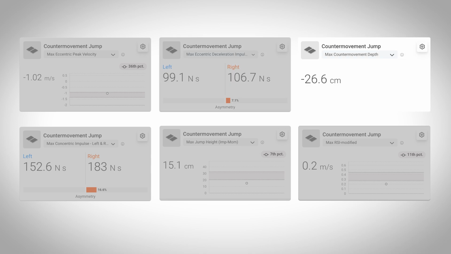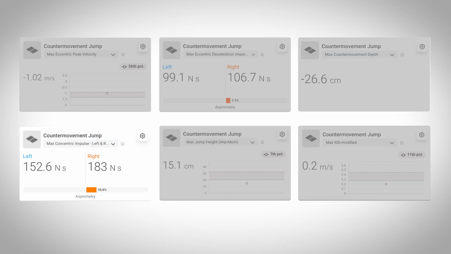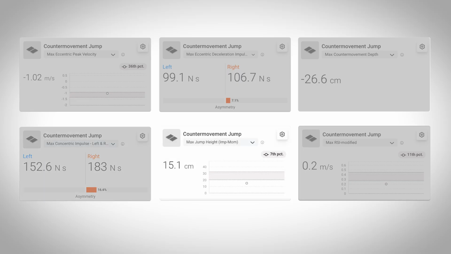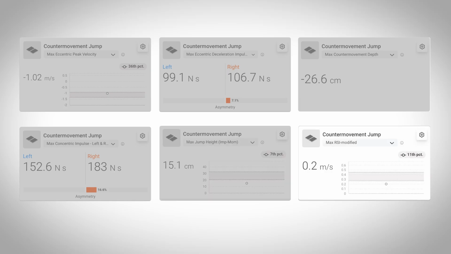In other words, how far down does the patient's center of mass move when they go to perform the counter movement? And then we look at the concentric phase. So I look at the concentric impulse and I compare the amount of force applied through both limbs. Then I look at jump height to see how far the patient moves vertically in the air during the flight phase. And lastly, I look at the RSI modified, which is a measure of efficiency, which is calculated by the overall jump height divided by the contraction time. Some people refer to this as the input relative to the output. So the amount of time that it takes from the initiation of movement till takeoff relative to how high the patient jumps during the flight phase.